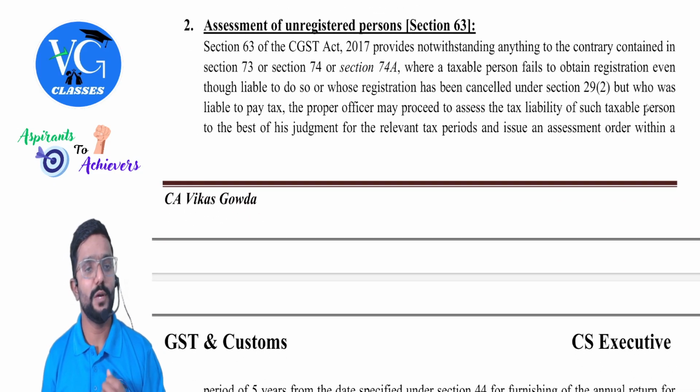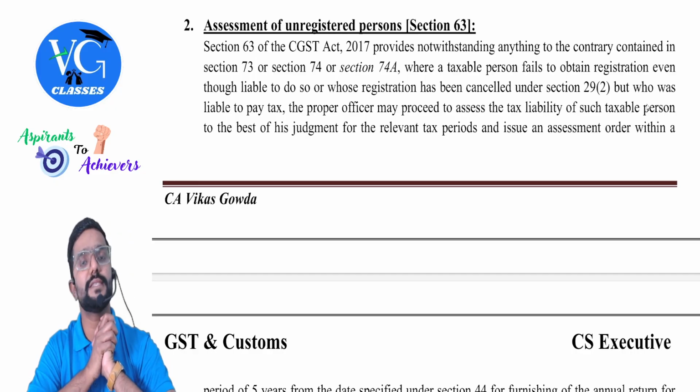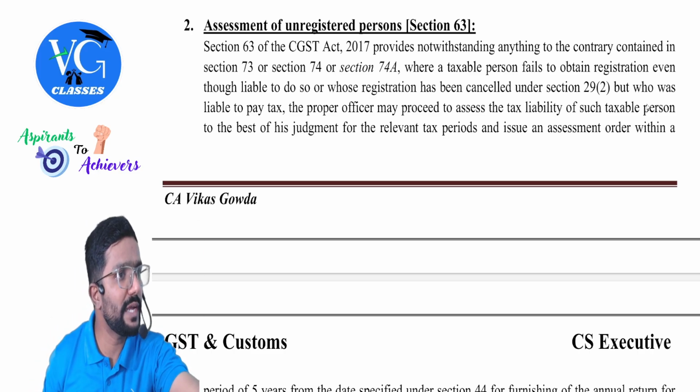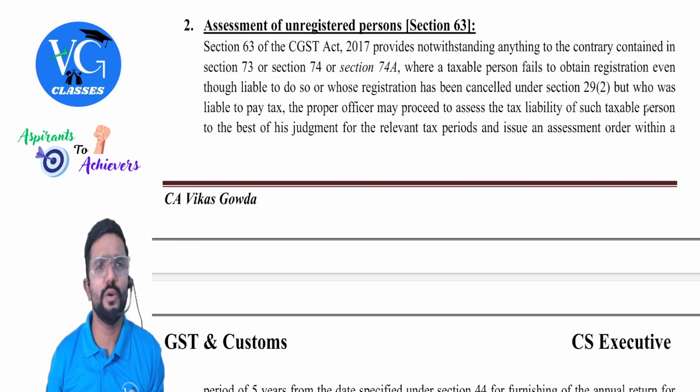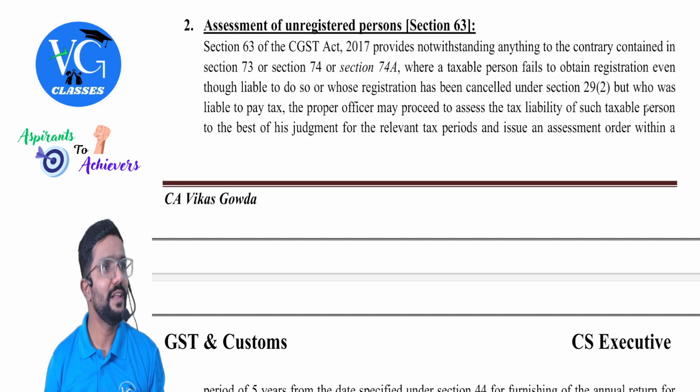Next, second one under this: Assessment of unregistered person, section 63. Guys, see, unregistered person means, sir, now you are not supposed to take registration. Can they come and do assessment for you? No. Why? She is not at all liable.